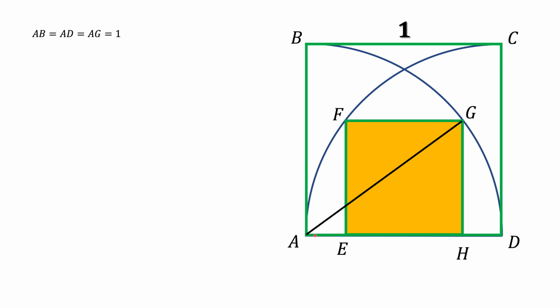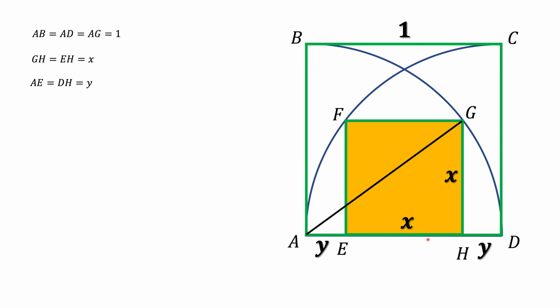The next thing, we're going to denote the side of the small square as X. And also the segments AE and DH as Y. Those two segments are actually equal to each other, and that really comes from the symmetry of this problem. The whole picture is symmetric with respect to the vertical line that goes through the center of the big square.